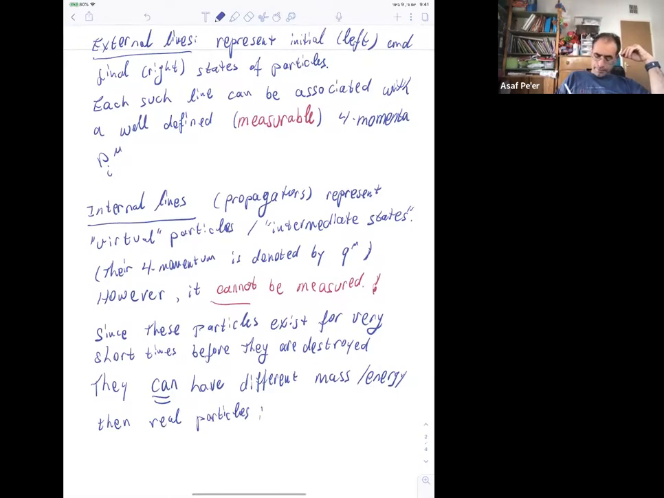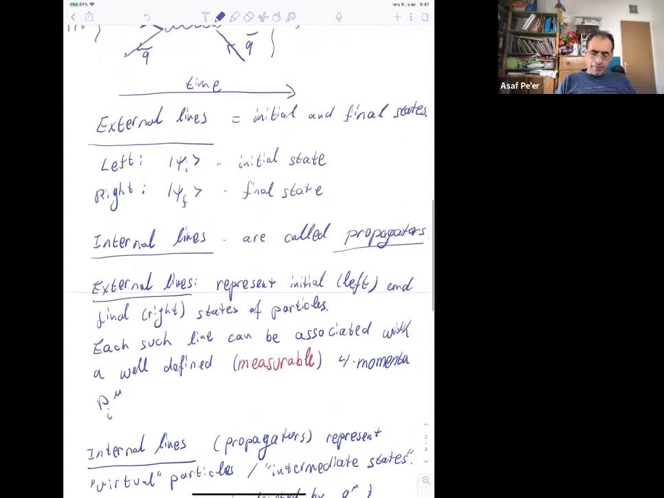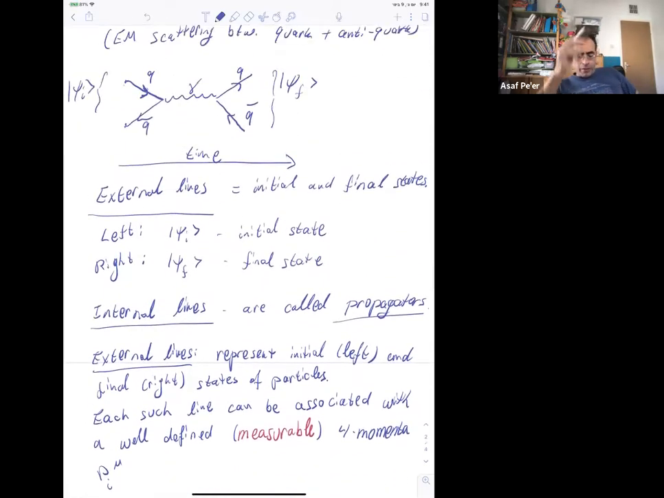In accordance with delta E times delta T greater than h bar over 2, the uncertainty principle. And this explains how we can create, for example, in this example here, the way we think of it.